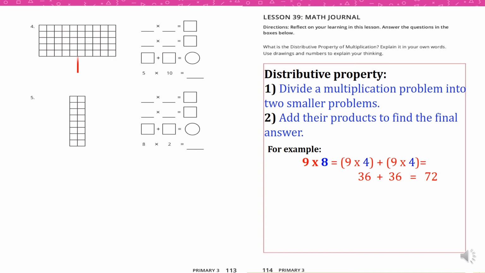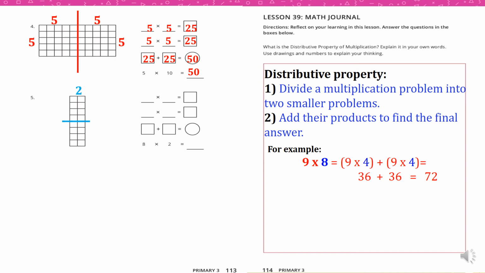Number 4, I will split it like this. 5 columns and 5 columns. 5 rows and 5 rows. 5 times 5, 25. 5 times 5, 25. Let's add 25 plus 25, 50. It's the same if we multiplied 5 times 10, 50. The next one you can do as homework and I will discuss with you again.